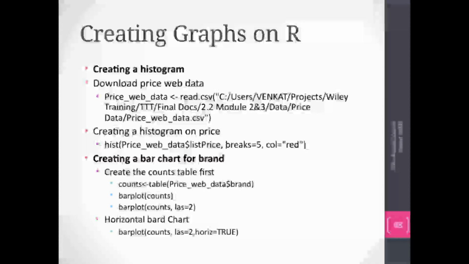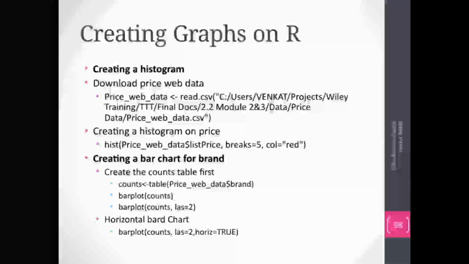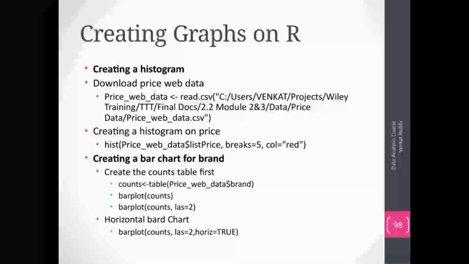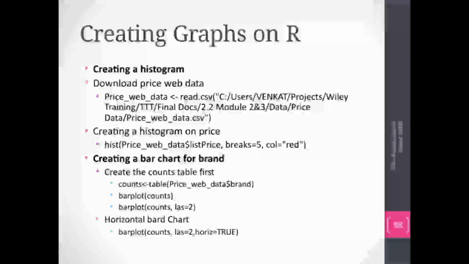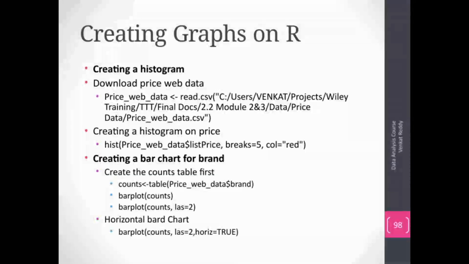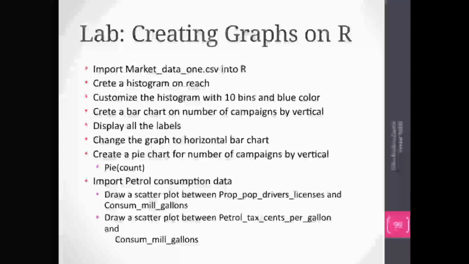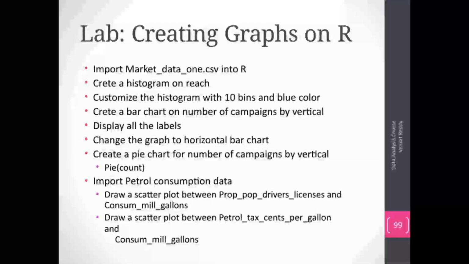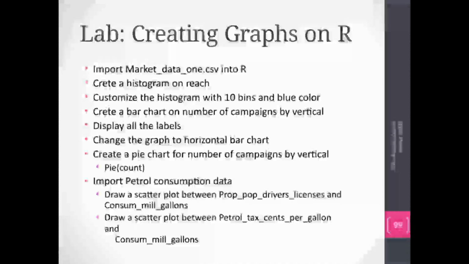Next, we'll move on to creating a bar chart that shows the number of campaigns by vertical. It's important to display all labels on this chart so we can easily identify each vertical category. After that, we'll change this bar chart into a horizontal format, which often makes comparisons easier, especially when there are many categories. Following that, we'll create a pie chart to illustrate the proportion of campaigns across different verticals. Pie charts are great for visualizing parts of a whole, so this will give us a quick snapshot of how campaigns are distributed. Now, let's import some petrol consumption data.